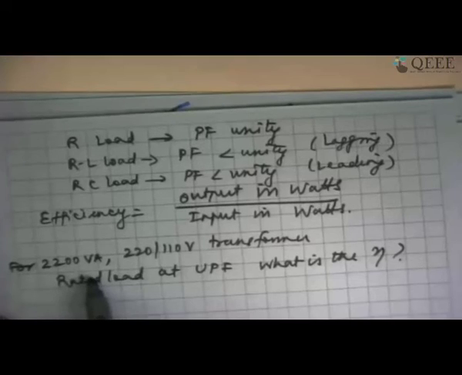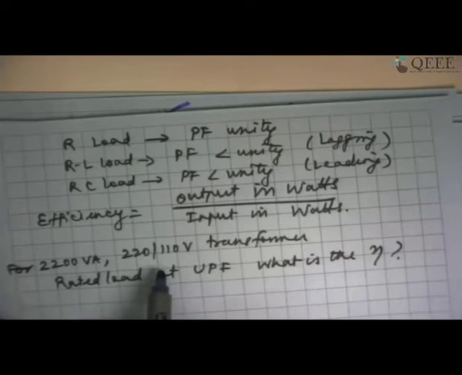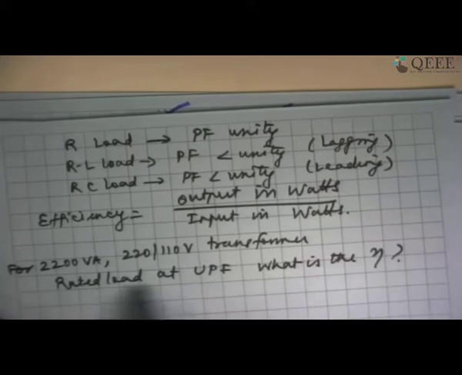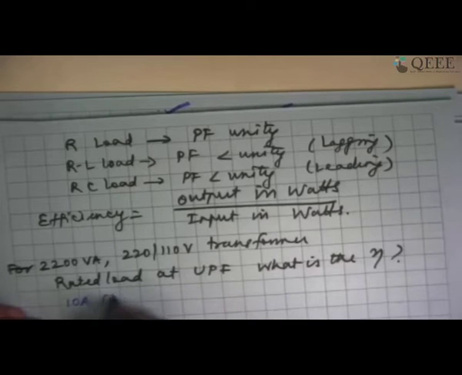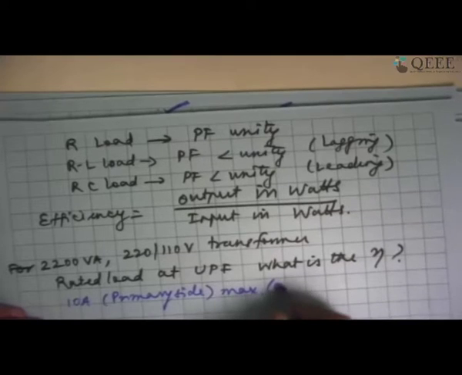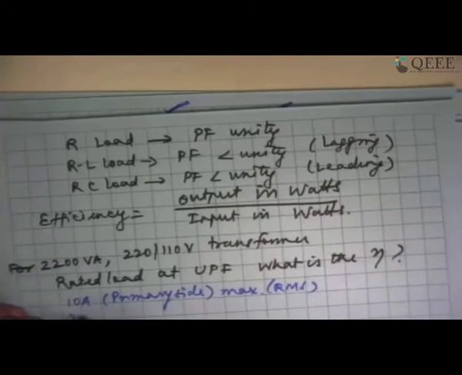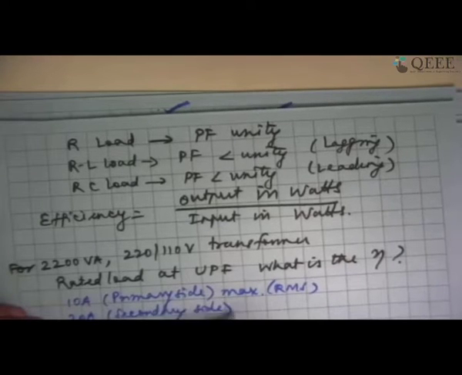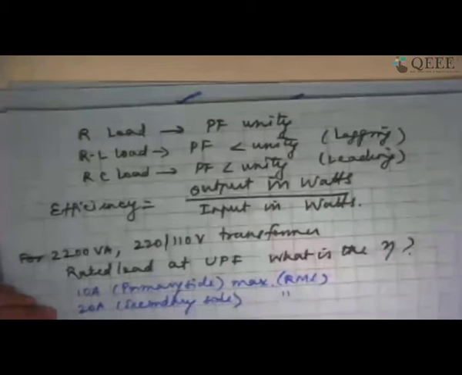So that's the reason why the rating is given in terms of kVA. It puts a limit on the maximum current deliverability for the transformer. For example, a 2200 VA 220 by 110 volts transformer can deliver only 10 ampere from the primary side, maximum. This is the maximum current it can deliver, RMS. And similarly 20 amperes from the secondary side. So I am putting a limit on the maximum current that it can carry.